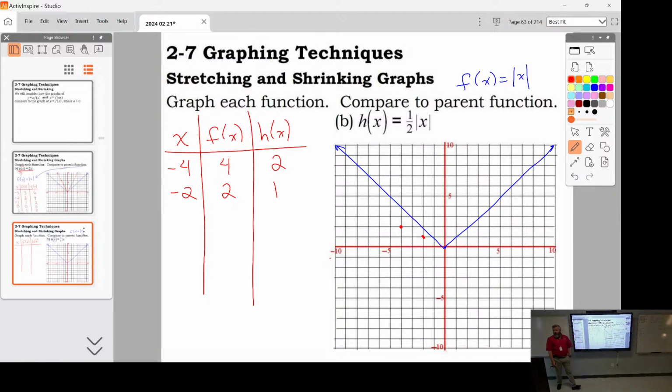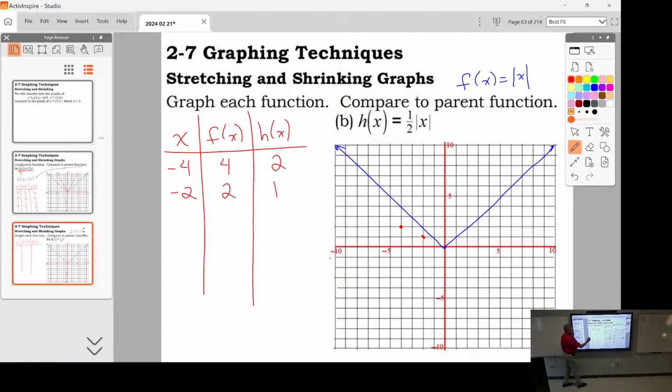Is anyone not following me as I'm making these points? Does anyone not understand how I'm choosing values of x? Okay. For the absolute value function, what is the domain? All numbers. So I can choose any x that I want. I'm not going to choose 70 because it doesn't fit on my graph. I'm not going to choose 7/8 because I don't want to plot fractions. But I can choose any values that I want.